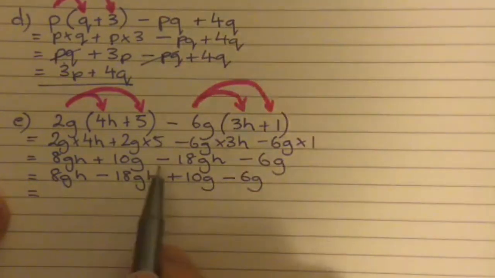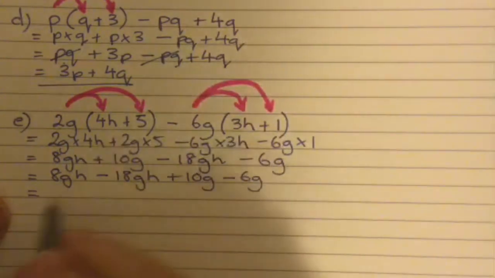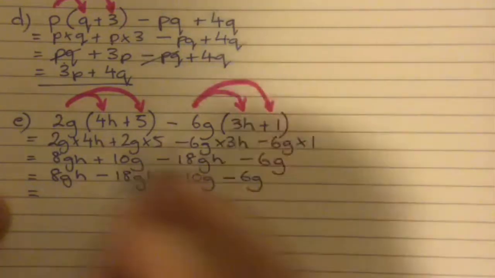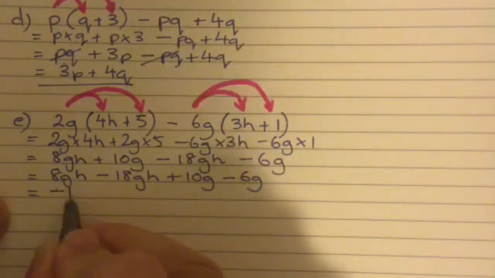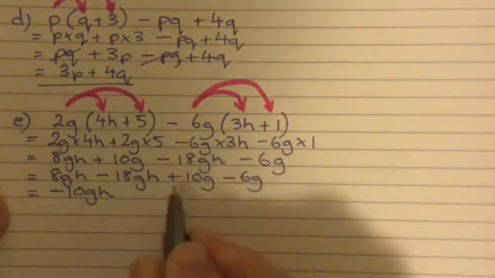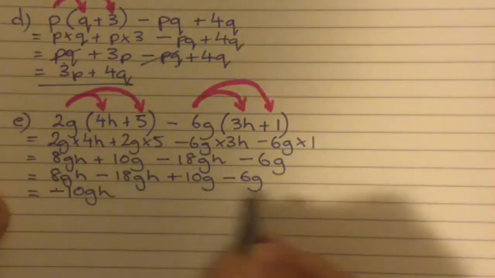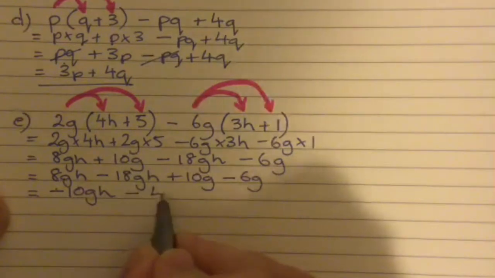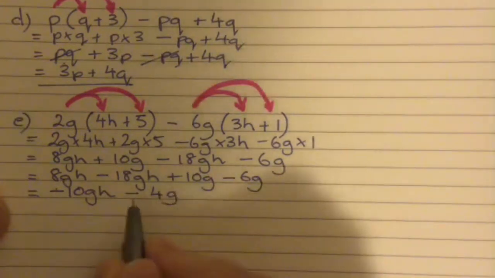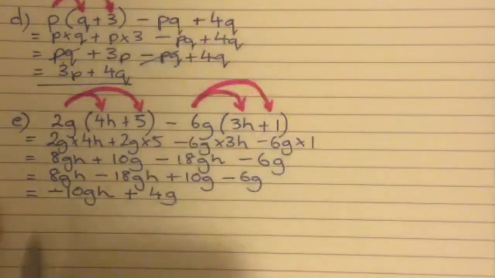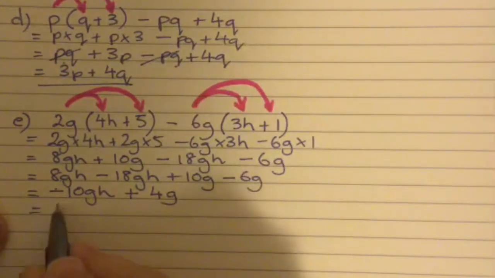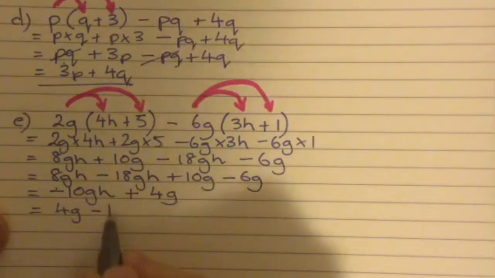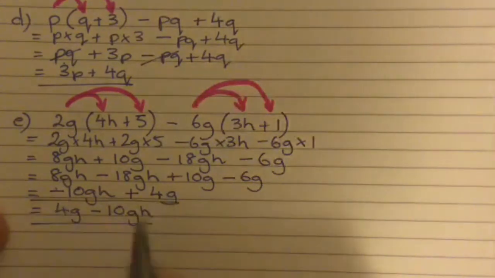And it's important when you do move these that the sign moves with them using that commutative law. So if I have 8 GHs and I take away 18 from that, I end up with negative 10 GH. And if I have 10G and I take away 6G, I end up with 4G. It's a positive 4G. And again, sometimes this will be written with the positive term first. Either option is suitable.